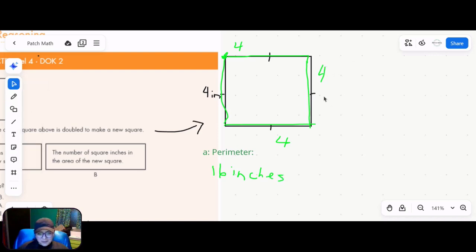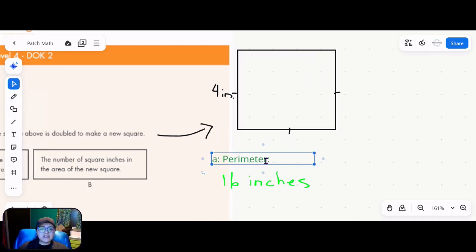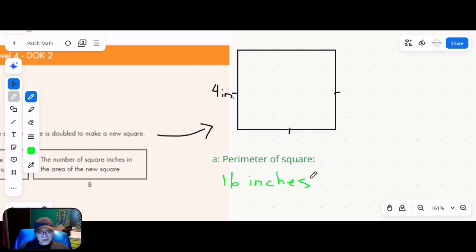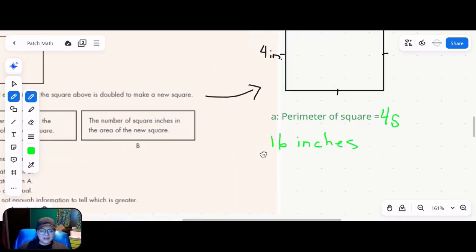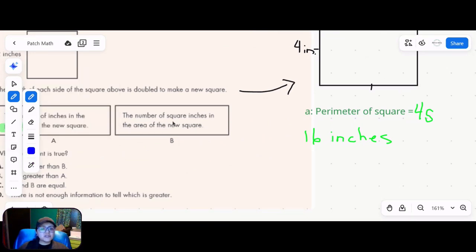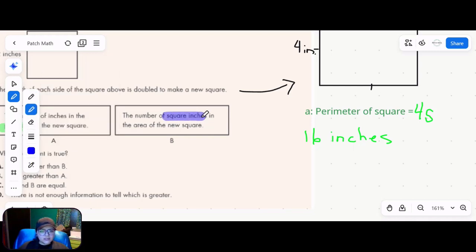Now, some of you all like a formula, and that's perfectly fine as well. Let me clean up my image for a moment. All right, and so perimeter of a square, specifically of a square, is defined as 4 times the side length. Moving on, let's look at scenario B. Scenario B says the number of square inches, that is important, units do change in this scenario, square inches in the area of the new square.